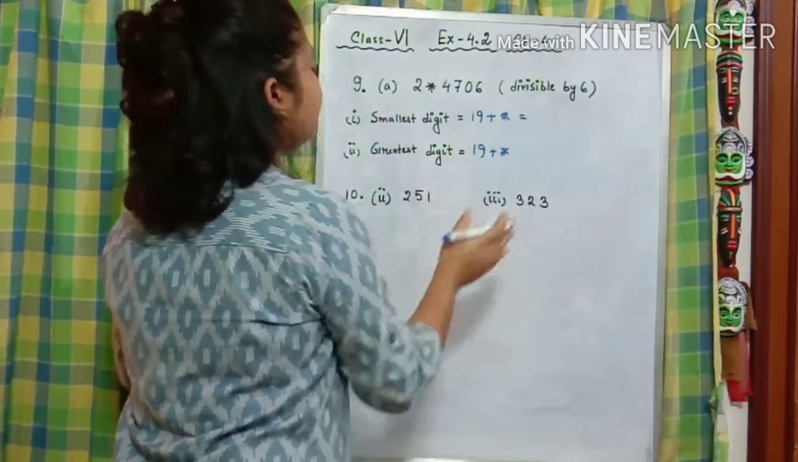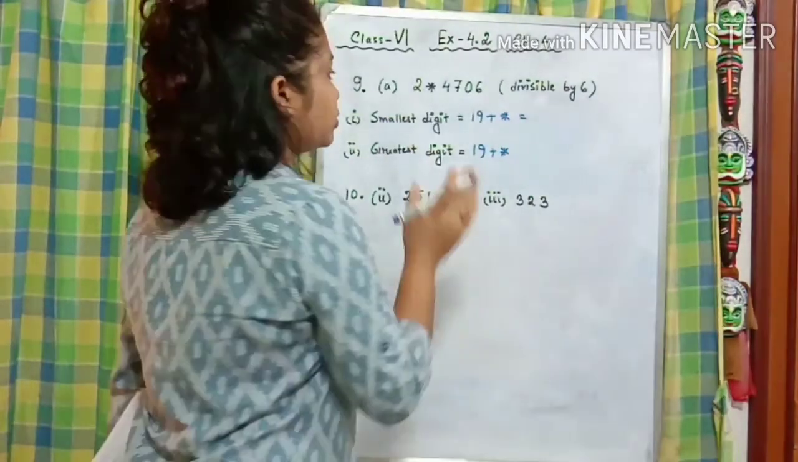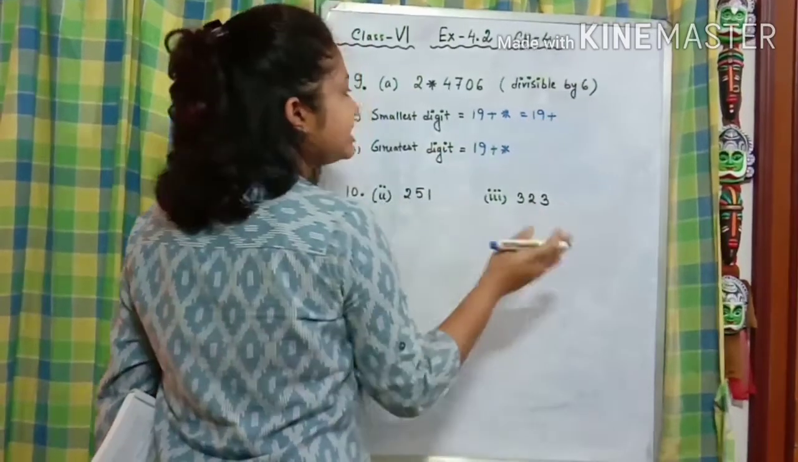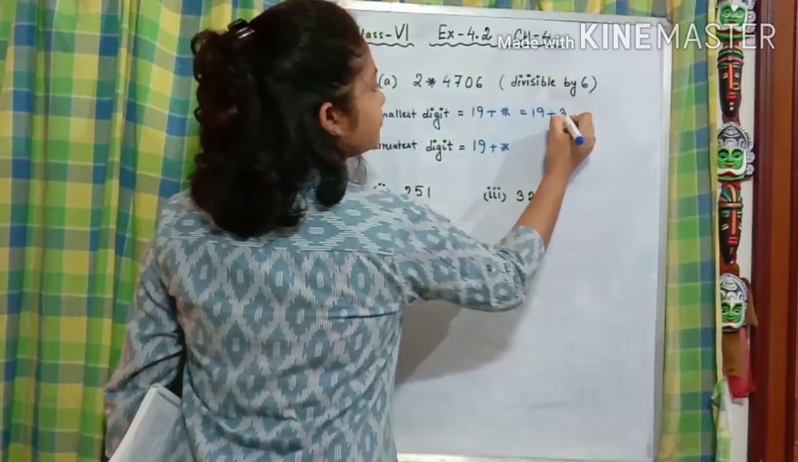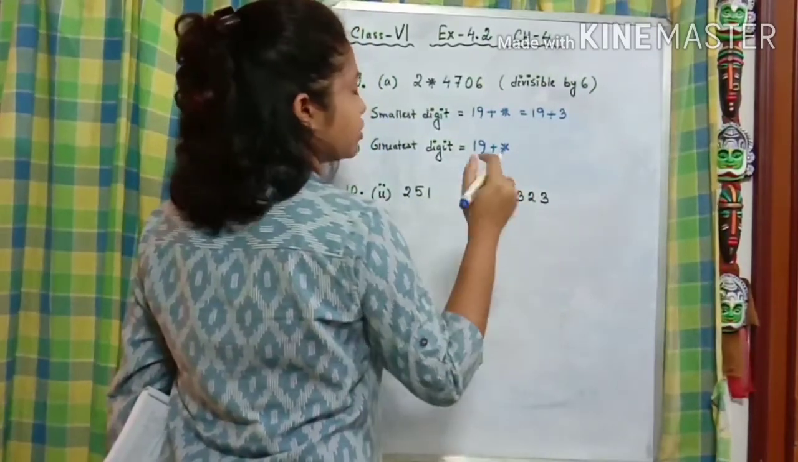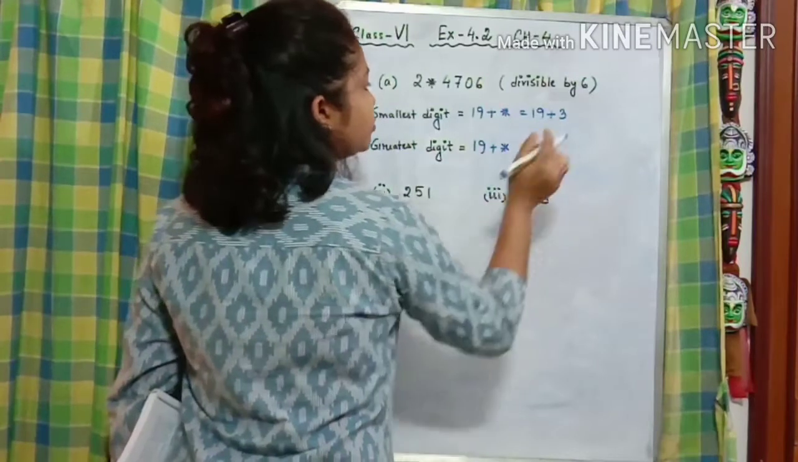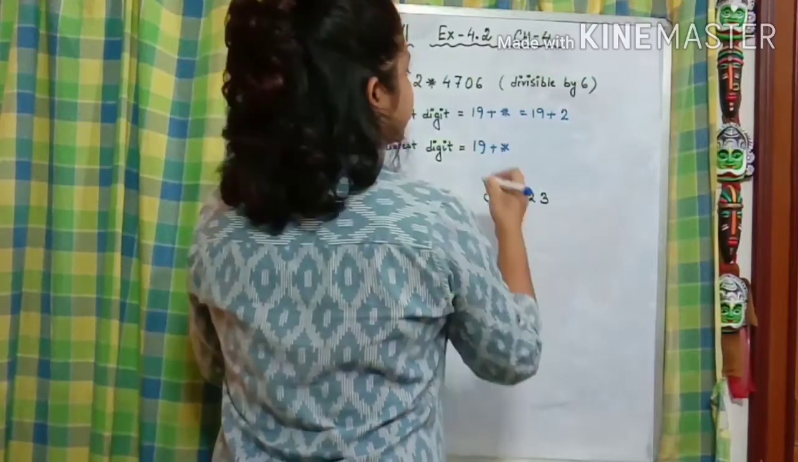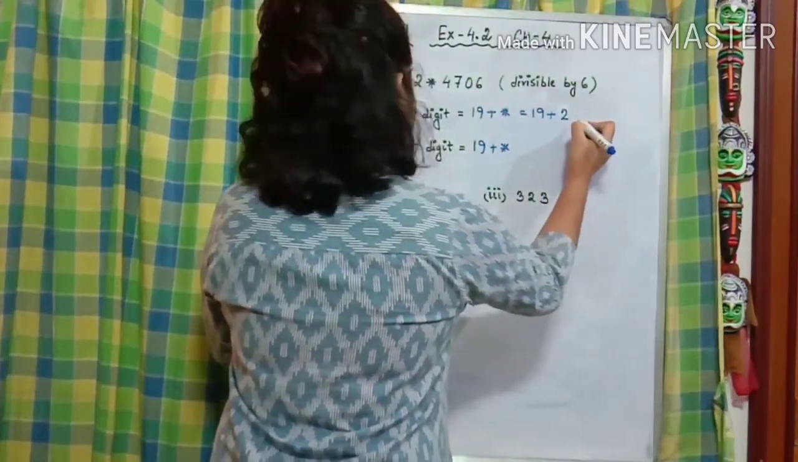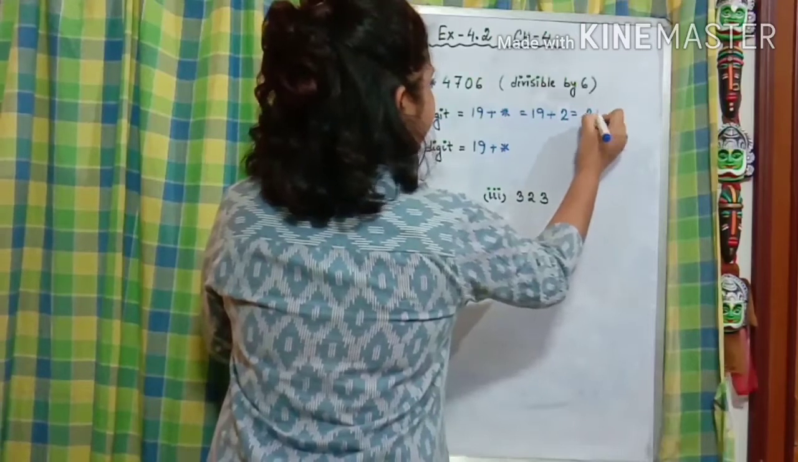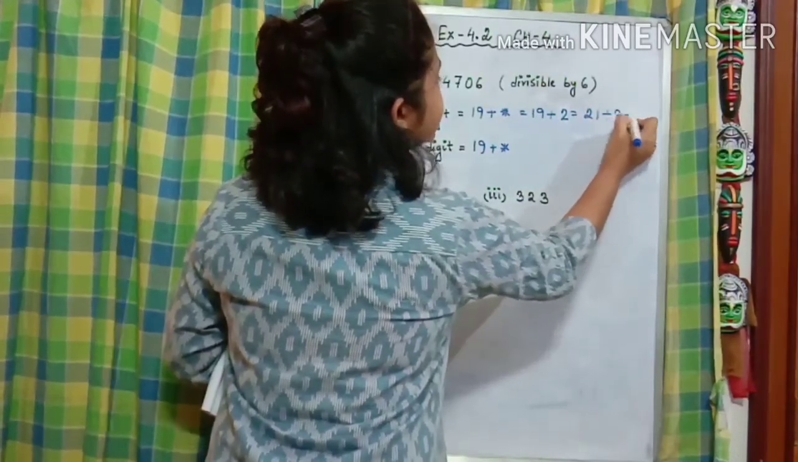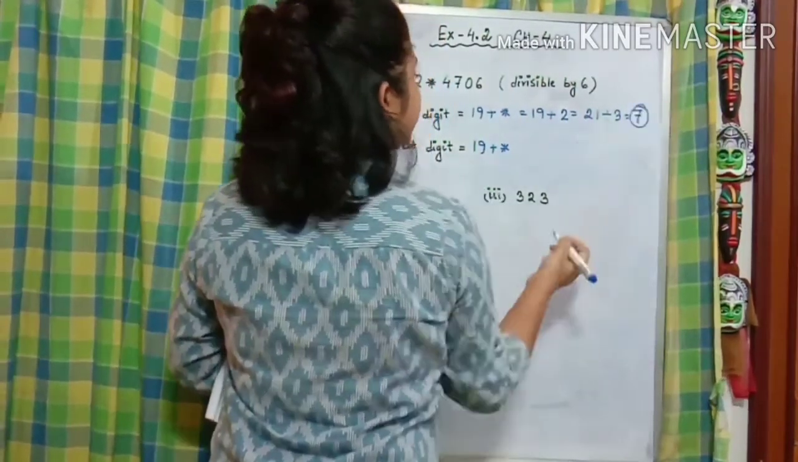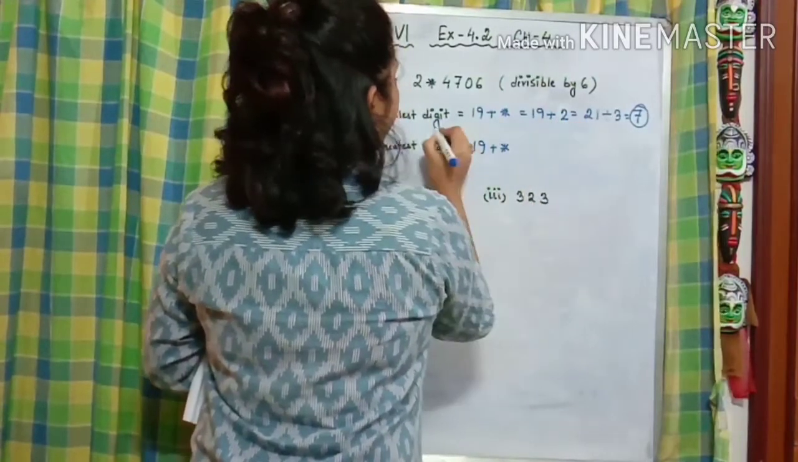In the first one we have to put the smallest digit so that it will be divisible by 3. So 19 plus the smallest digit: 19, 20, 21, 22. Here we are going to put 2 in the place of the star, so that we get 21, which is divisible by 3 itself. So yes, it is divisible. The number here is 2.